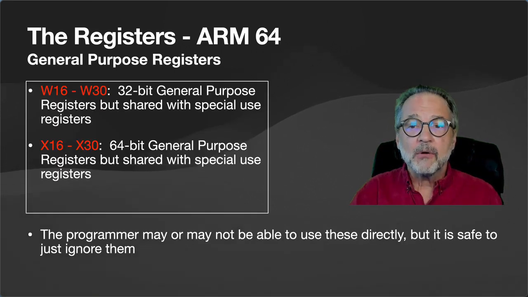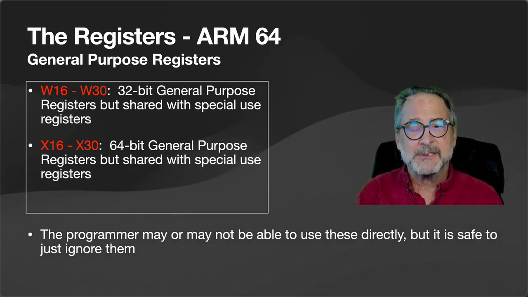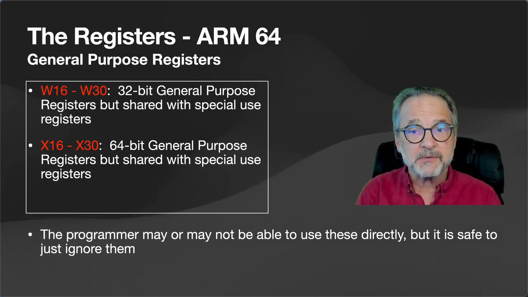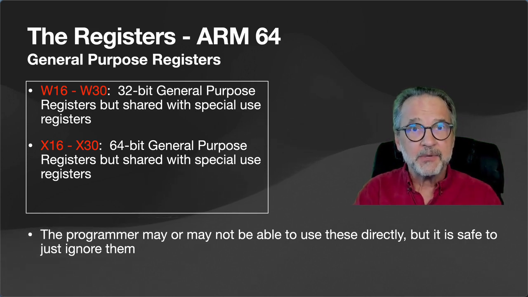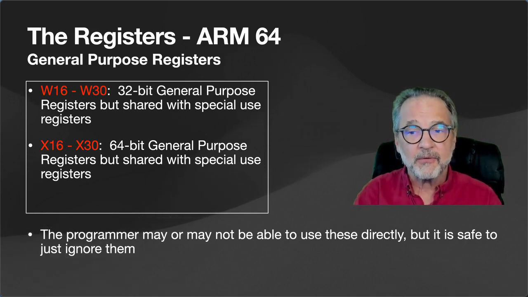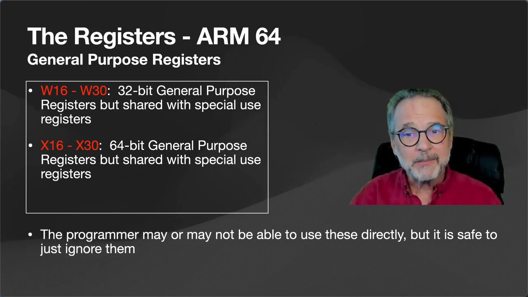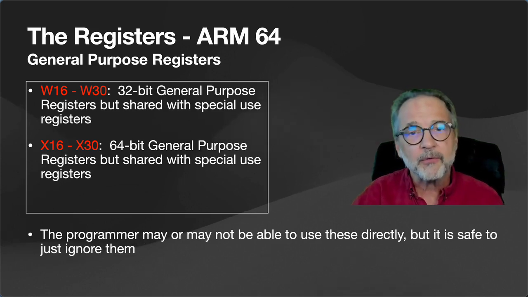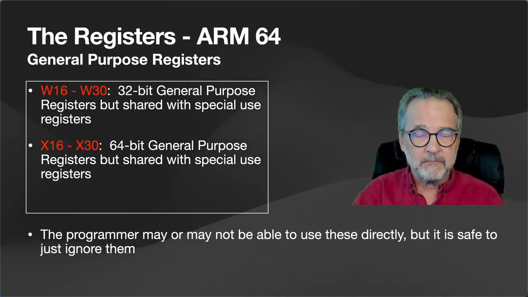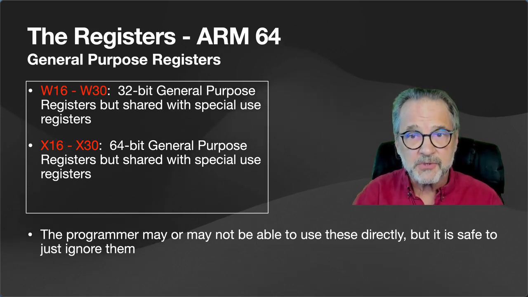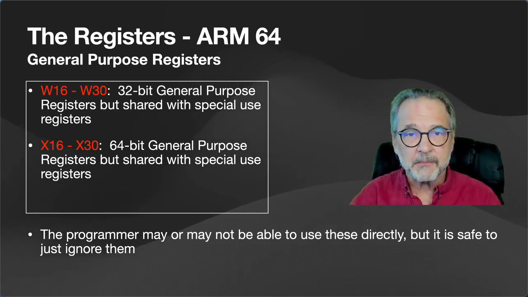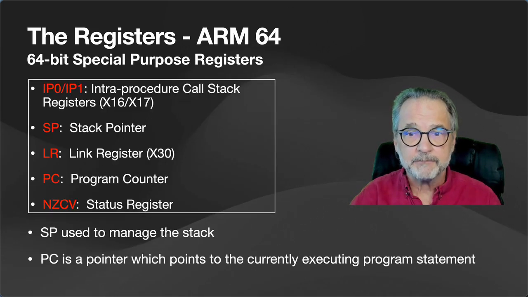So the general purpose registers, the W16 through W30, those are the 32-bit general purpose registers, but they're also shared with special use registers. Same with X16 to X30. W16 is associated with X16 and so forth. Now, the programmer may or may not be able to use those registers. I pretty much stay away from them all the time for safety reasons, because I don't want to overwrite something that may have been put into that special use register or that W or X register. I think 15 registers are more than enough to get most of everything you need done. So I just ignore them.